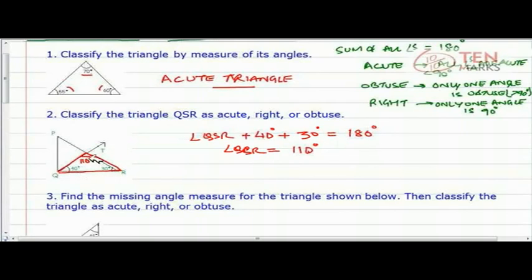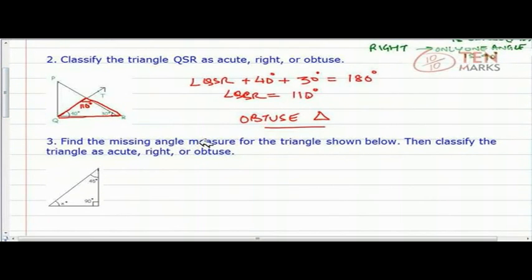If this angle is 110 degrees, that means it's an obtuse angle, and only one of these angles is obtuse, right? Obtuse is above 90. Greater than 90, there's only one angle. That means it's an obtuse triangle. Okay, now let's go to the third one. We need to find the missing angle measure for the triangle shown below. Classify the triangle as acute, right, or obtuse.